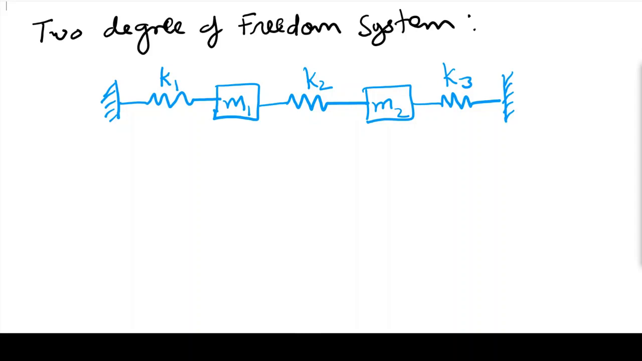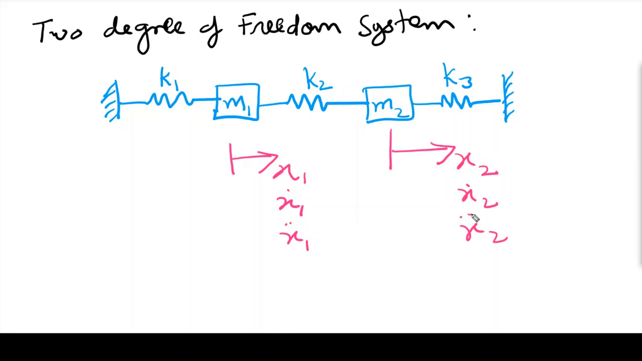When these masses vibrate, let us assume that the displacement of mass m1 is x1 and displacement for mass m2 is x2. Similarly, these masses will be having the velocities x1 dot and x2 dot and acceleration x1 double dot and x2 double dot. So the right side we are considering as positive displacement.